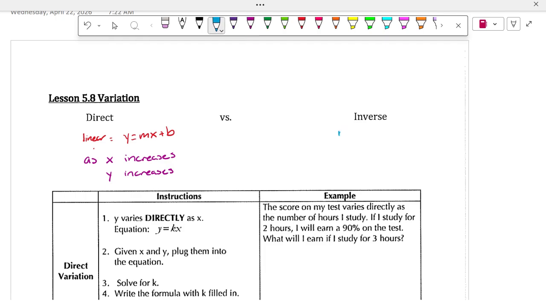Inverse, on the other hand, is more of a rational equation. So y would equal 1 over x. Meaning, as x increases, y decreases. So they have an inverse relationship to each other. That means as one goes up, the other one's going down, and vice versa. And honestly, these get chalked up to just very simple formulas. It's just a matter of multiplying and dividing.